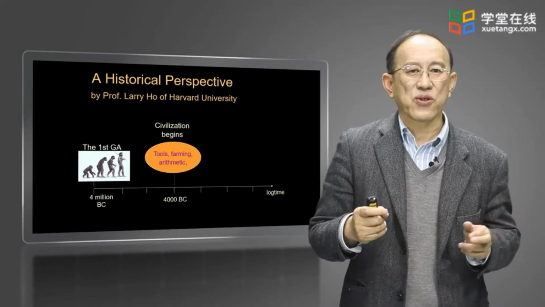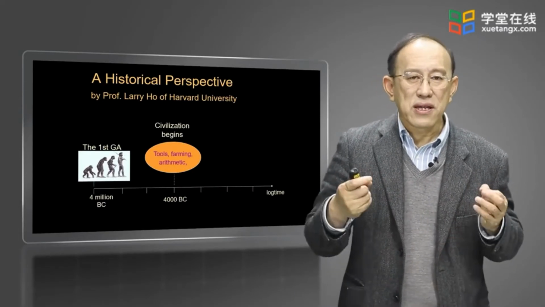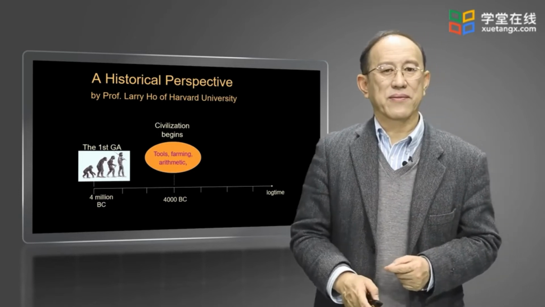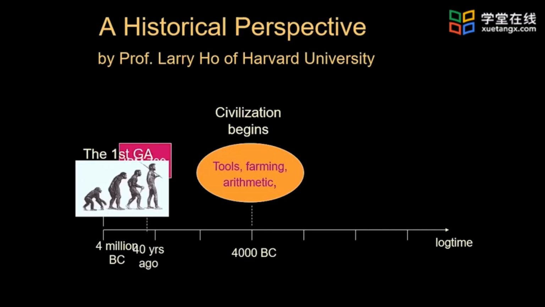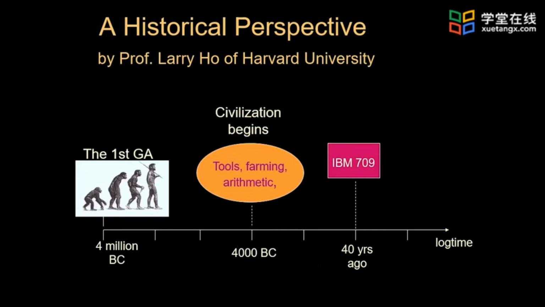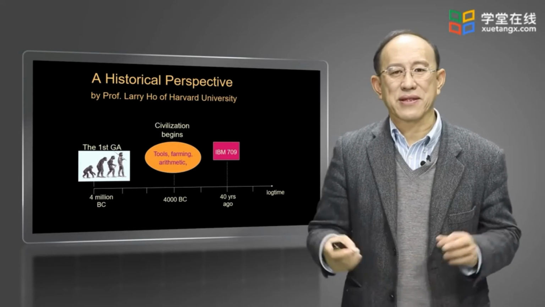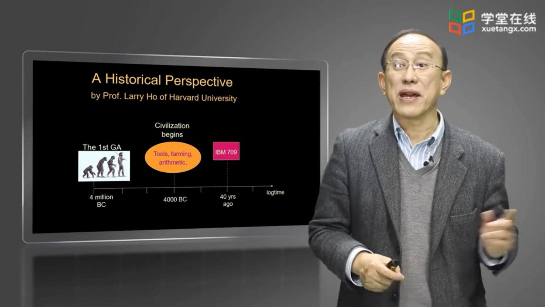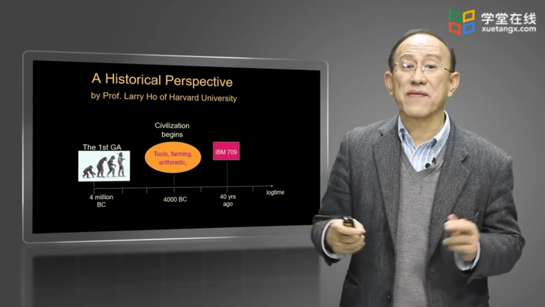Okay, then if we move 3 hours of time, okay, the human civilization began, and human beings began to use tools, learn to do farming and arithmetic. Then if we move 2 hours of time, 40 years ago, okay, because this talk was given in 1999 at the IFAC Congress in Beijing. Okay, 40 years ago means 1959.